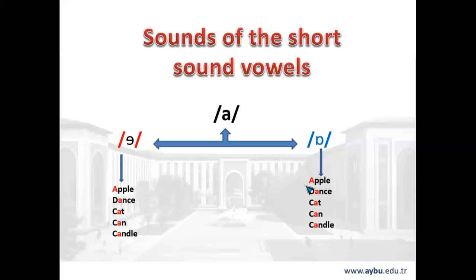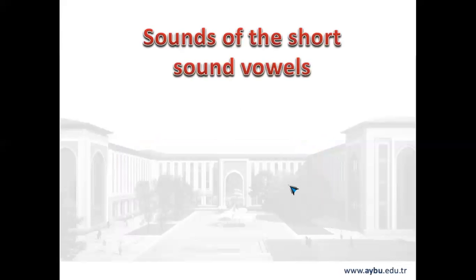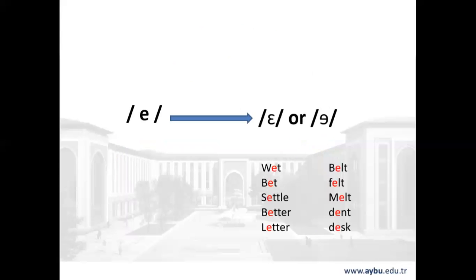Now let's take a look at the second vowel. E is pronounced as E. Notice the name of the letter is completely different from its pronunciation. E is the name of the letter, however, in pronunciation, E is a sound. So let's take a look at this pronunciation.